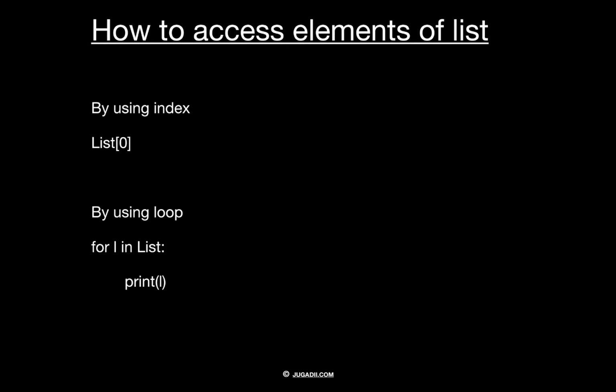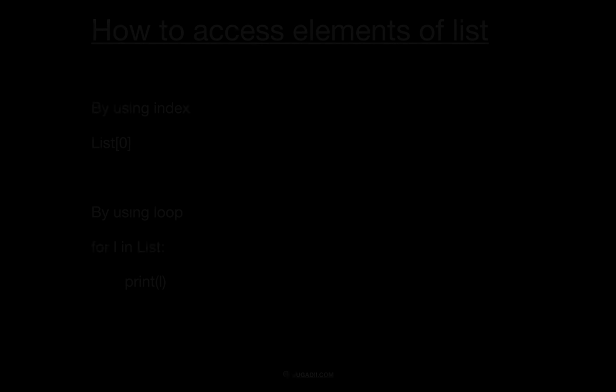Now how to access elements of list? You can use an index to access the elements of list, or you can use the name of the list, which I have shown you, or you can use a loop to iterate through all the elements or all the values. I will show these methods also.